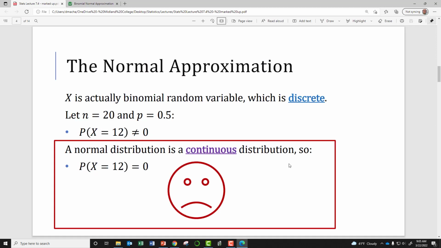Now, a normal distribution is a continuous distribution. The binomial distribution is a discrete distribution. So since x is actually a binomial random variable, which is a discrete random variable, if n is 20 and p is a half, then the probability that x is equal to 12 is not 0. That's a non-zero probability. And let me show you.